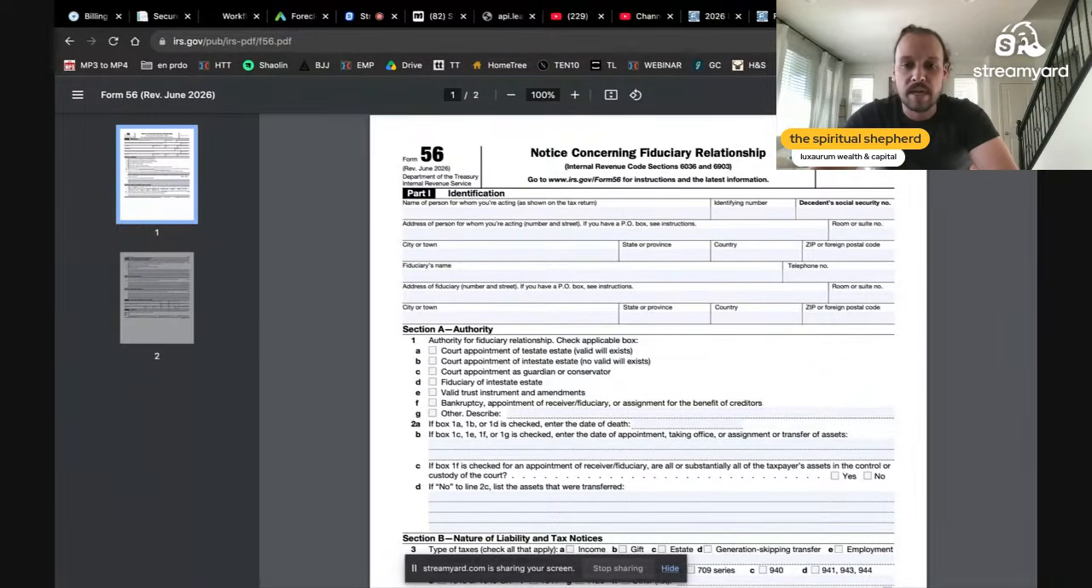Now, what you're going to do is this is a notice concerning fiduciary relationship. So you were the fiduciary, you've been the fiduciary, or you are asserting yourself to become fiduciary. That's the thing too, that you have reached what we call age of majority. So you're going to write the name of the person for whom you're acting as shown on the tax return, the all caps name, the identifying number, or the decedent's social security number, the number that you say. You'll do the address. If you have a PO box, you could do that. There are different places or different things that you can do on different forms going to the same Internal Revenue Service.